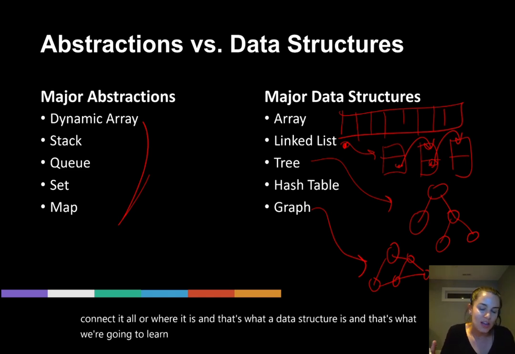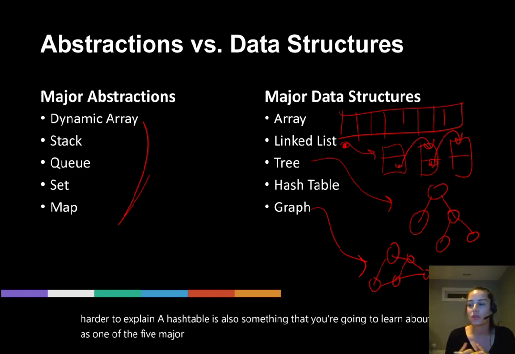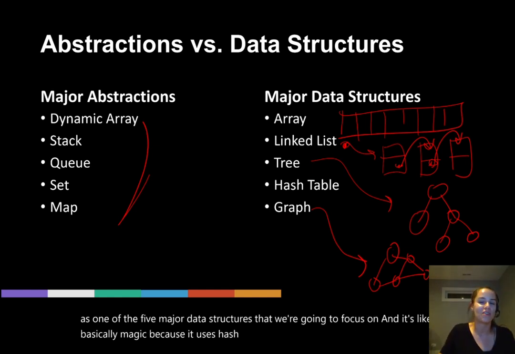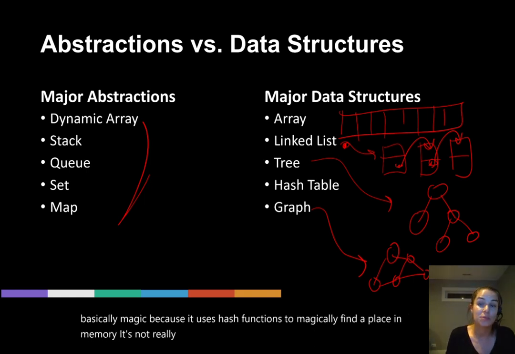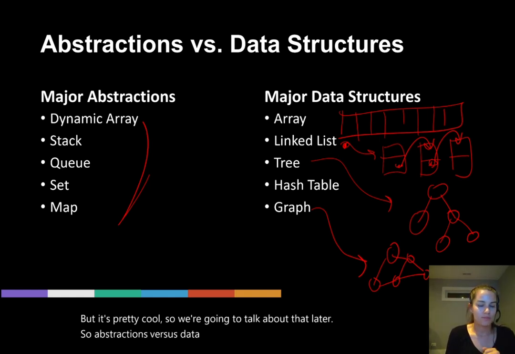Now, I didn't show you a hash table. It's a little bit harder to explain. A hash table is also something that you're going to learn about as one of the 5 major data structures that we're going to focus on. And it's basically magic because it uses hash functions to magically find a place in memory. It's not really magic, it's just math, but it's pretty cool. So we're going to talk about that later. So abstractions versus data structures, that's a little bit about that.